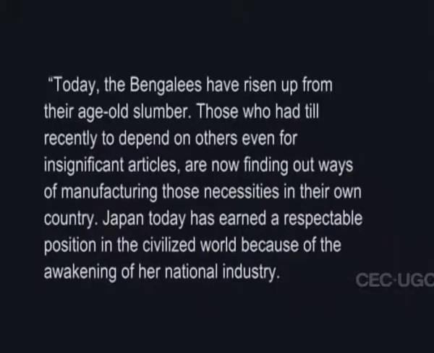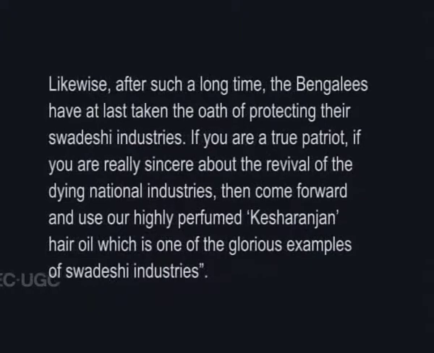Quote, "Today the Bengalis have risen up from their age-old slumber. Those who had till recently to depend on others, even for insignificant articles, are now finding ways of manufacturing those necessities in their own country. Japan today has earned a respectable position in the civilized world because of the awakening of a national industry. Likewise, after such a long time, the Bengalis have at last taken the oath of protecting their Swadeshi industries.